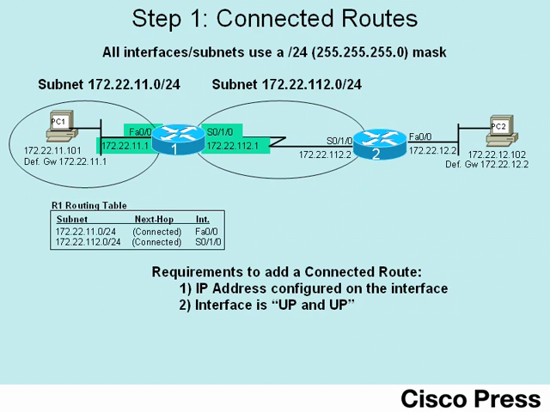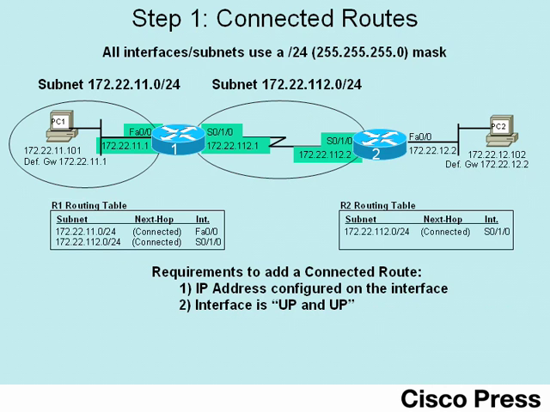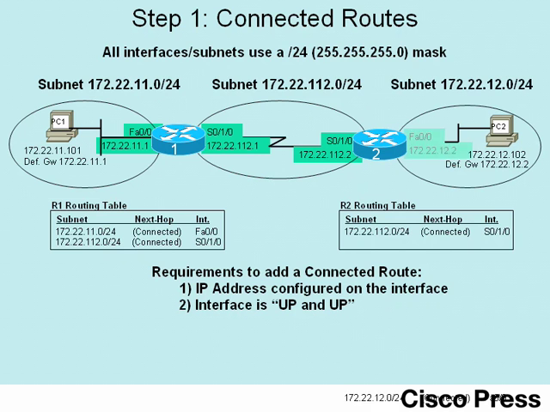Similarly, R2 will add 2 connected routes as well. When R2's serial interface comes up, after it's been configured with its IP address, R2 will end up with a route to subnet 112, the first entry in its routing table that you see there. And then once R2's LAN interface comes up, R2 will add a connected route for that subnet, namely subnet 12, and show that it's listed off of interface FA00.